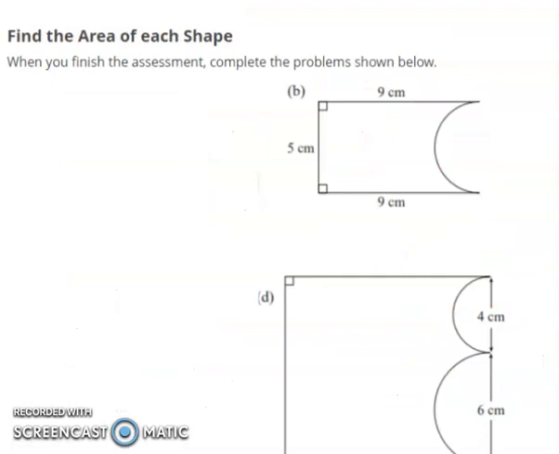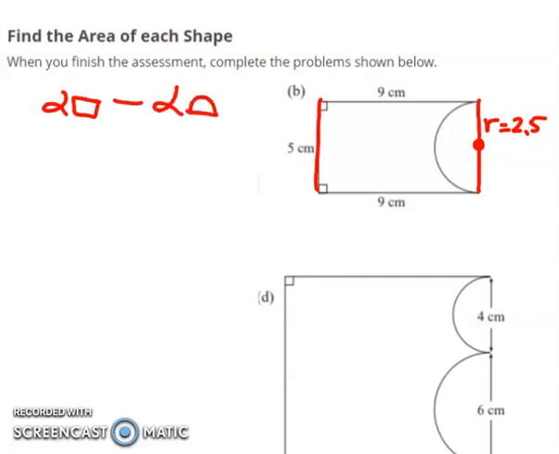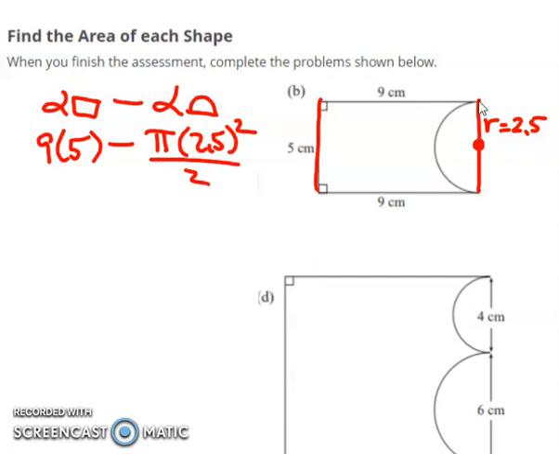Problem B, we can look at this as a rectangle in which we are getting rid of half of a circle. So since the diameter is 5, then that means the radius will be 2.5. So we're going to find the area of the rectangle and then subtract away the area of half of a circle, or a semicircle. So 9 times 5 would be the area of the rectangle minus pi times 2.5 squared, so pi r squared divided by 2.